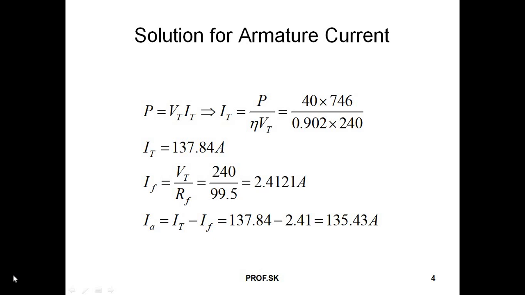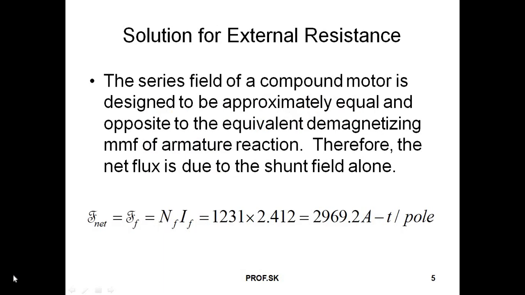Then 40 into 746 divided by 0.902 into 240. Then total current is equal to 137.84 amps. Then field current is equal to terminal voltage divided by field resistance, 240 divided by 99.5 is equal to 2.4121 amps. IA is equal to total current minus field current, 137.84 minus 2.41 is equal to 135.43 amps.